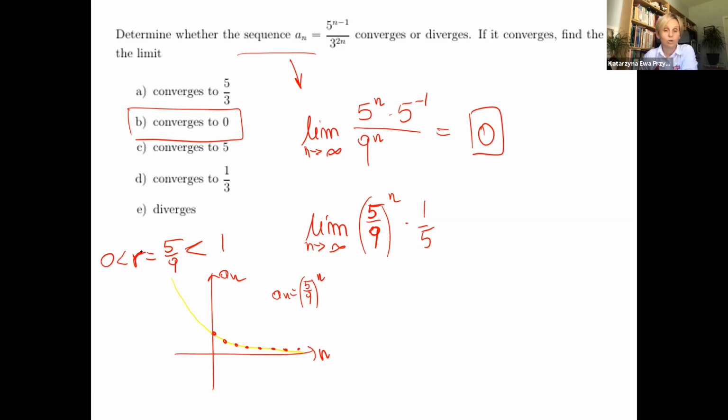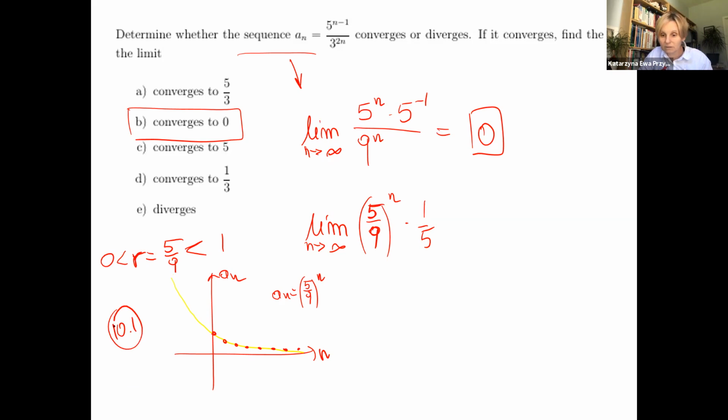If you want more explanation, you can check section 10.1, and there's the video with the geometric sequence. I was explaining everything in small details.